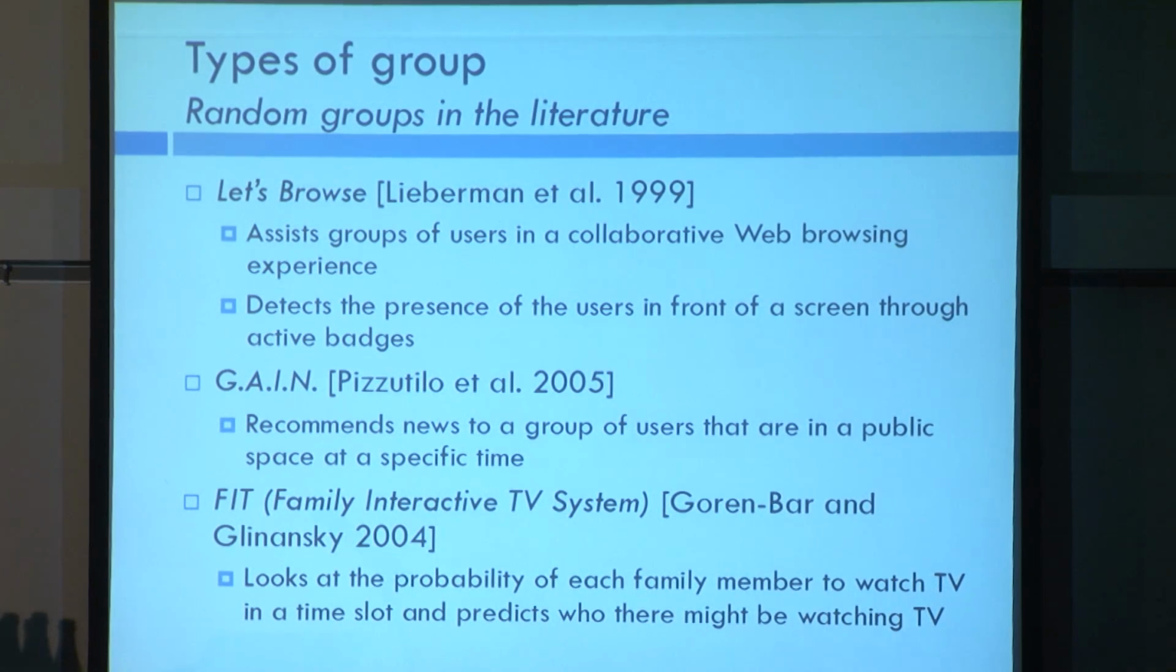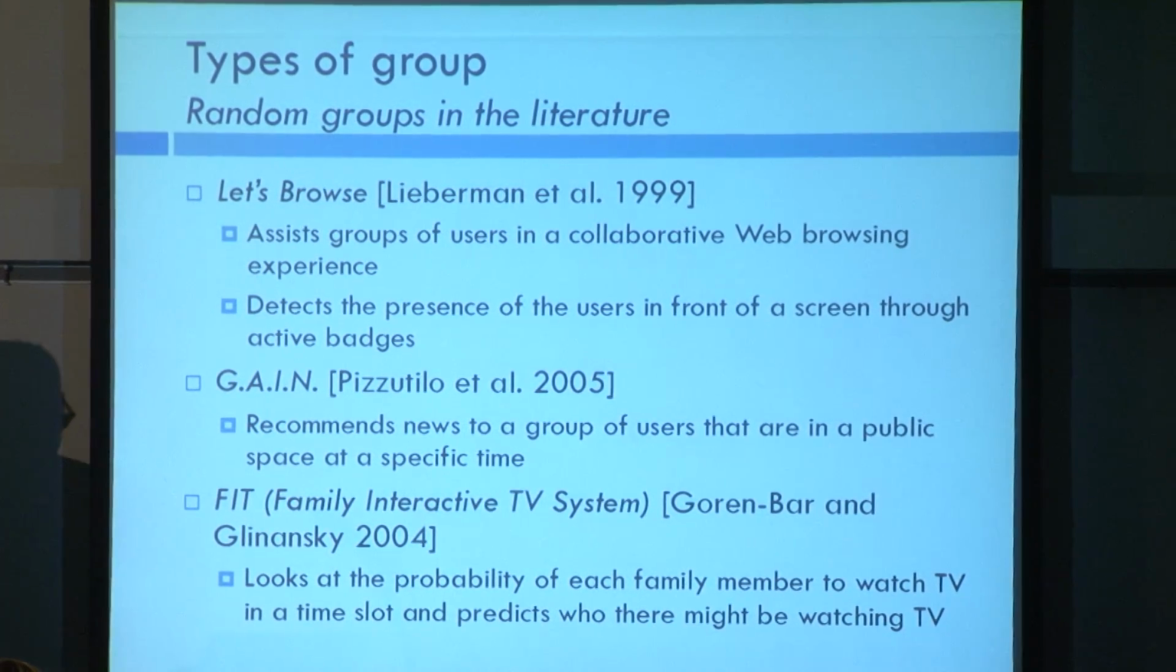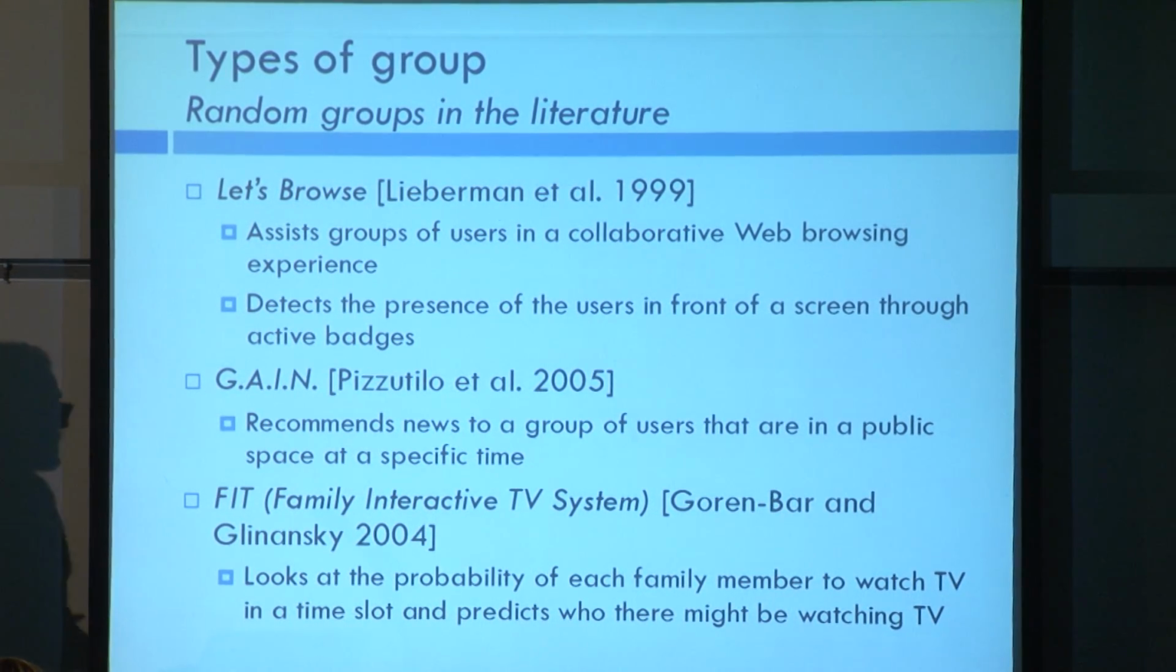When considering random groups in the literature, we have some good examples. For example, we have Let's Browse, which is a system that assists groups of users in a collaborative web browsing experience. So the system detects the presence of the users in front of the screen through an active badge and tries to merge the preferences of the individual users to help them browse the web together.